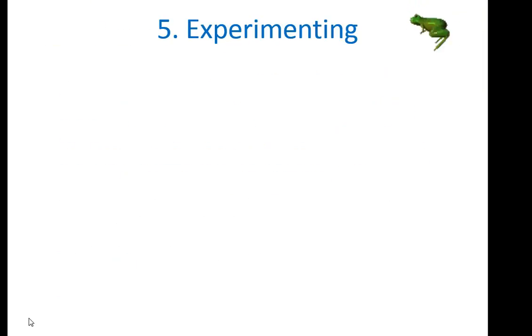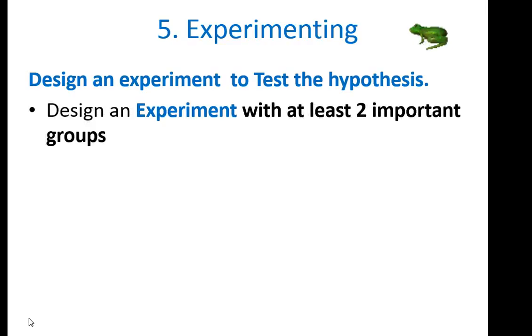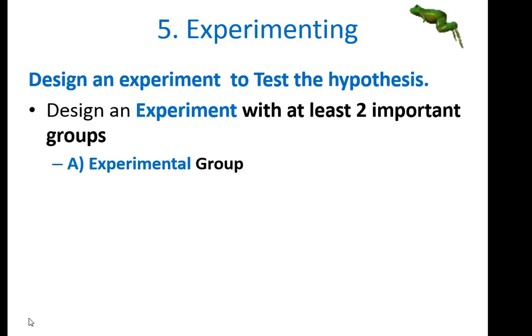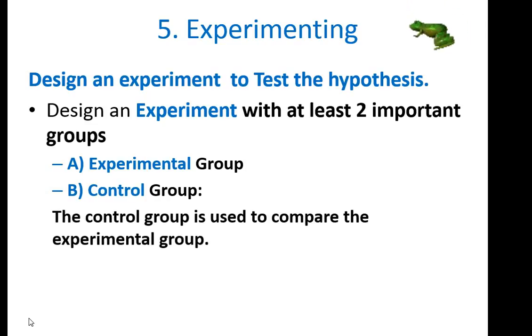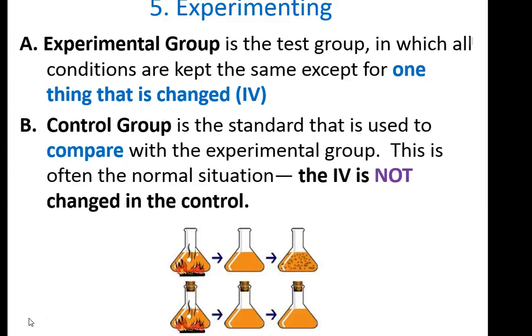Once we have formulated a hypothesis, we're ready to start designing our experiment, right? We design an experiment to test the hypothesis, and one of the most important things in an experiment is having these 2 groups: an experimental group, in which we're going to change the variable, and a control group, which we're going to compare it to. The experimental group is our test group, in which the conditions are kept the same except for one thing, our independent variable. The second is our control group, which we compare it to, and we're not going to change the IV. We keep it in the normal situation.